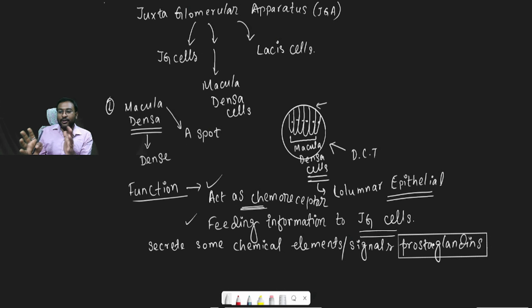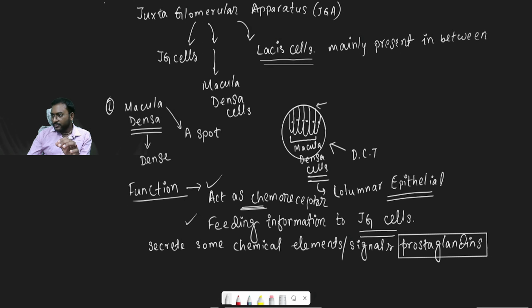So these are the examples, or the functions, of the macula densa cell, and the last one is the lacis cell. The actual function of the lacis cell is not known till today, but some basic information is that the lacis cells are mainly present in between the afferent and efferent arterioles, and the macula densa.